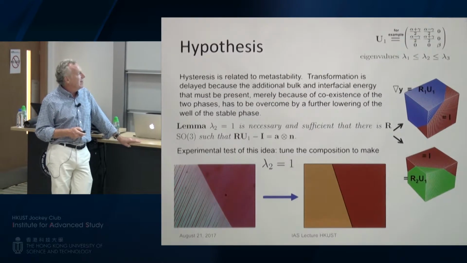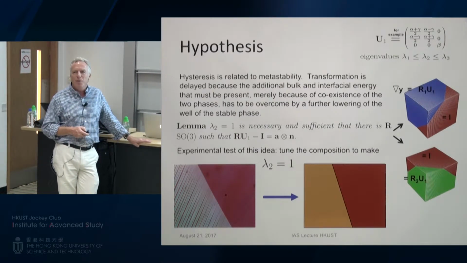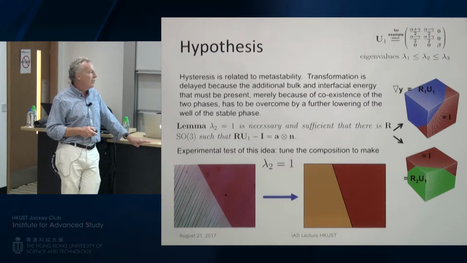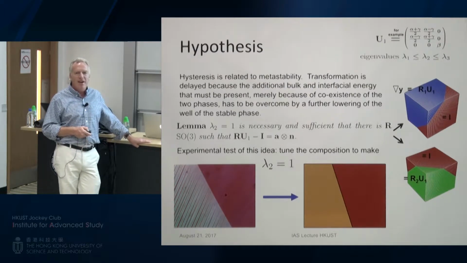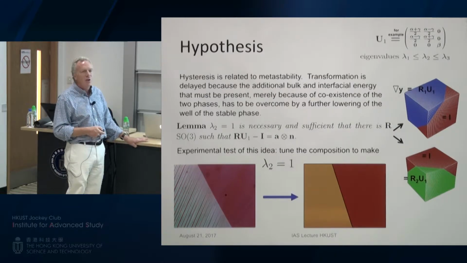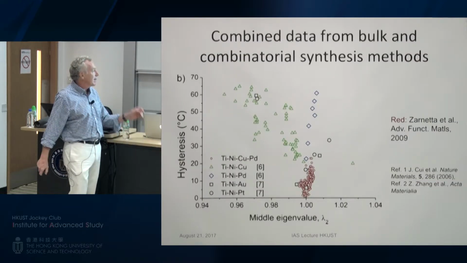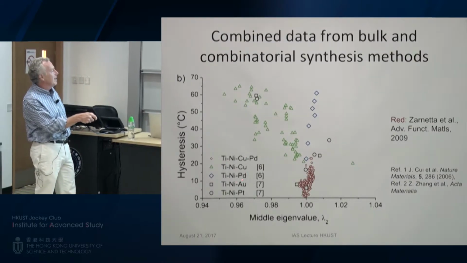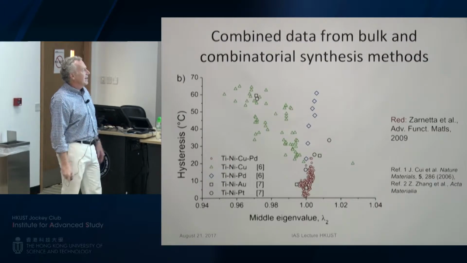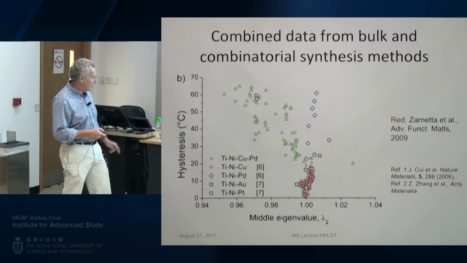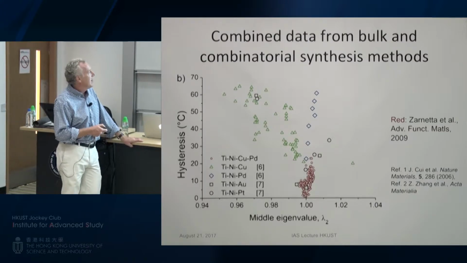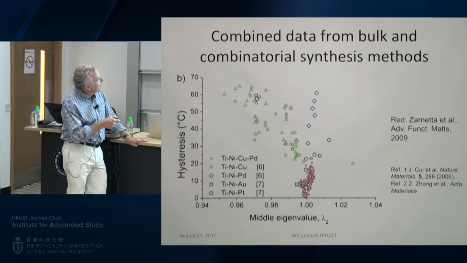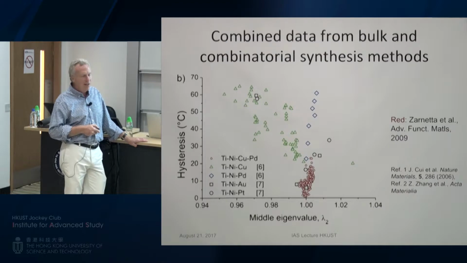So we had that idea, and then we tried it experimentally on some bulk samples. And then we were very fortunate to have some collaborations with people who do combinatorial synthesis, which has turned out to be a great tool in this. And I'll show you a compilation of lots of data. Here's nickel-titanium alloys, nickel-titanium, copper, palladium, gold, platinum, and it's not even the full set, but this is very typical kind of data. And you can see, each marker is a different alloy.